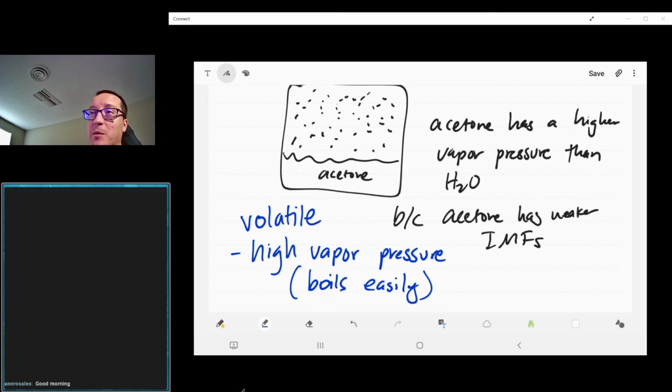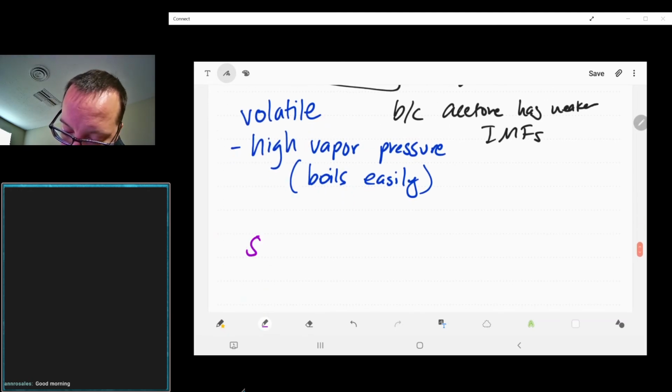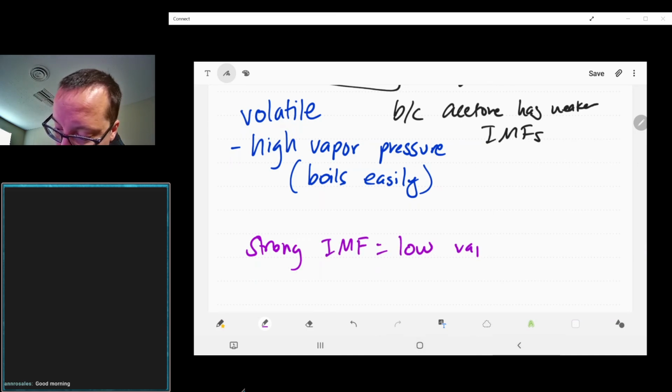We'll talk about vapor pressure a little bit more next time when we talk about phase changes between solid, liquid, and gases. So we'll look at that a little bit later. But suffice it to say, for right now, stronger IMFs means low vapor pressure. So I'll write that in purple. Strong IMF, low vapor pressure.